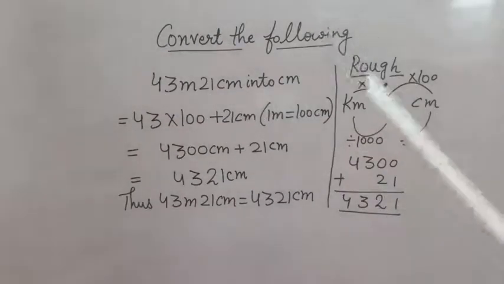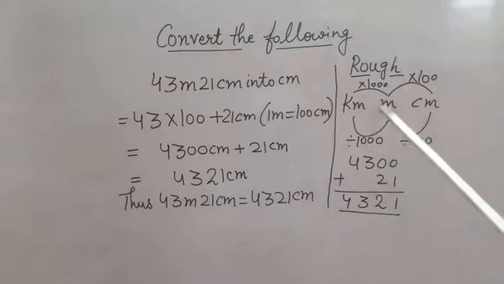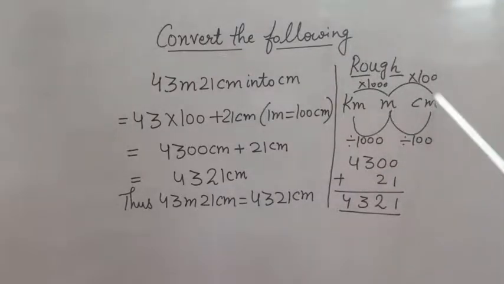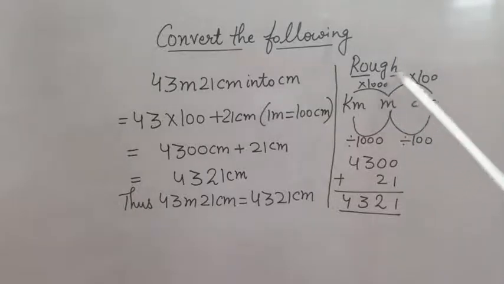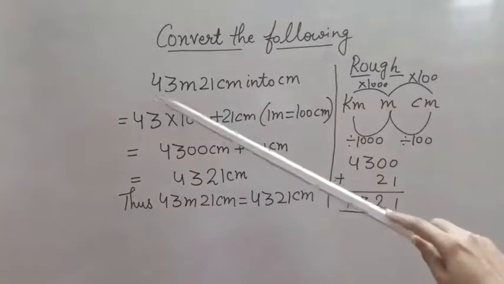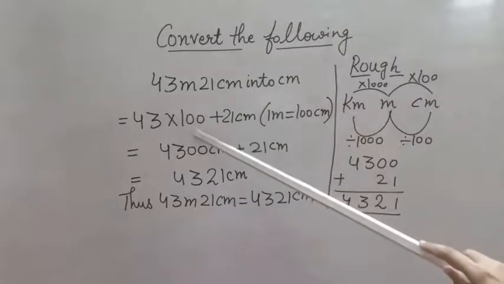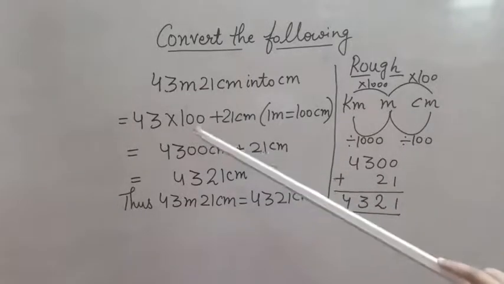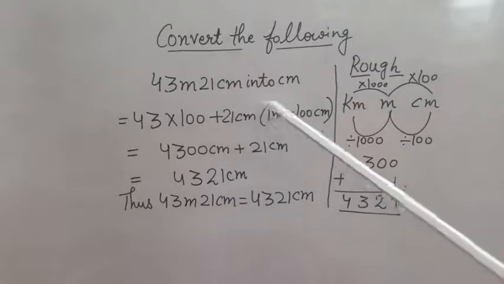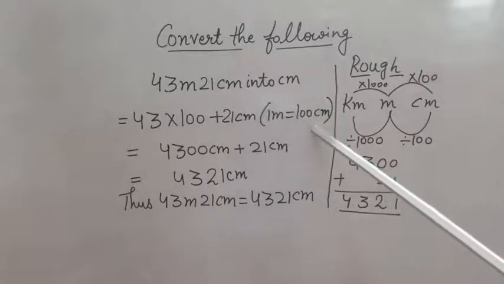So from my table I can see that out of meter and centimeter, centimeter is smaller. So to convert bigger unit into smaller unit, I have to multiply. So here I will be multiplying 43 with 100. Why am I multiplying with 100 only? Because I know that 1 meter is equals to 100 centimeter.